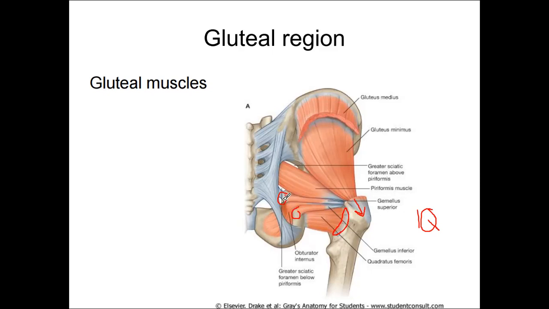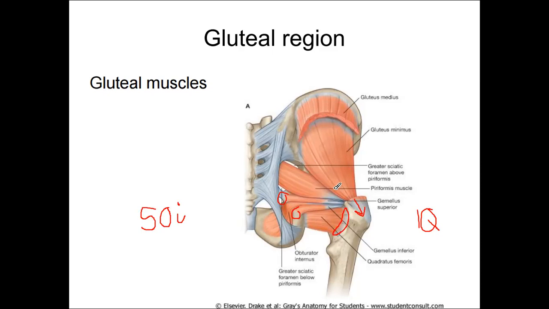What about the gemellae superior? The gemellae superior is on the ischial spine, right? And this obturator internus as well has a part that comes towards the ischial spine. So the gemellae superior is given by the nerve supply to the obturator internus. Are we together? Now let's look at the activity of these muscles.